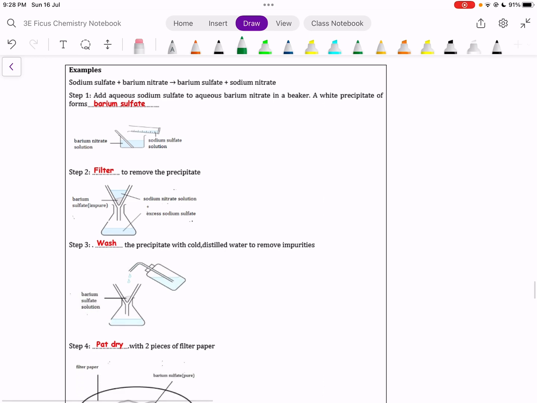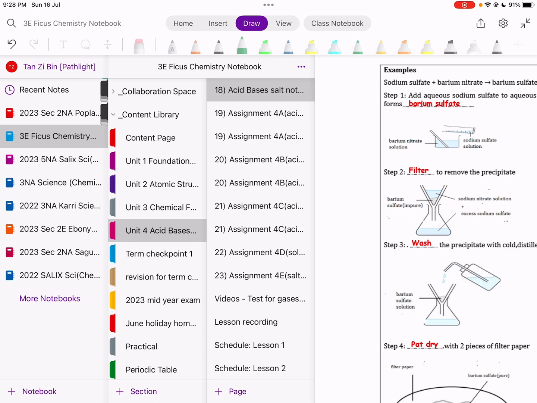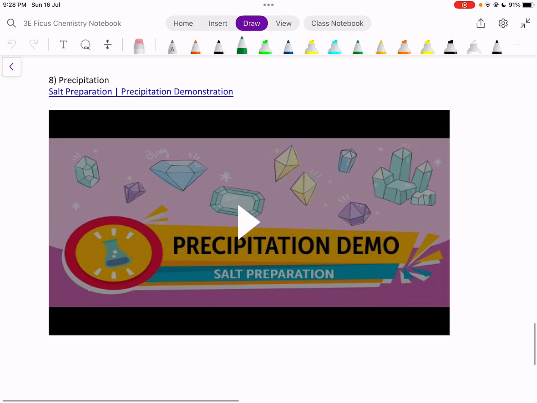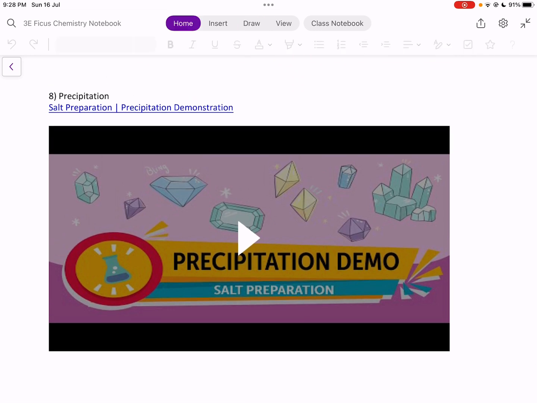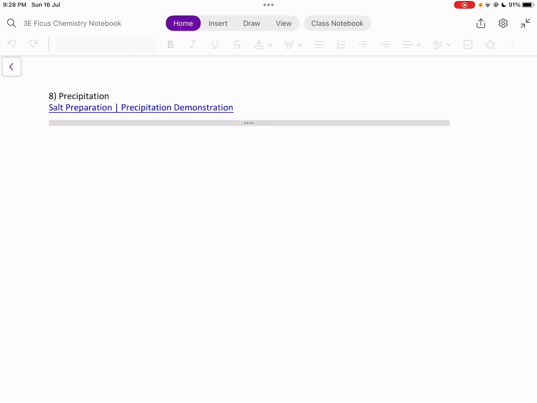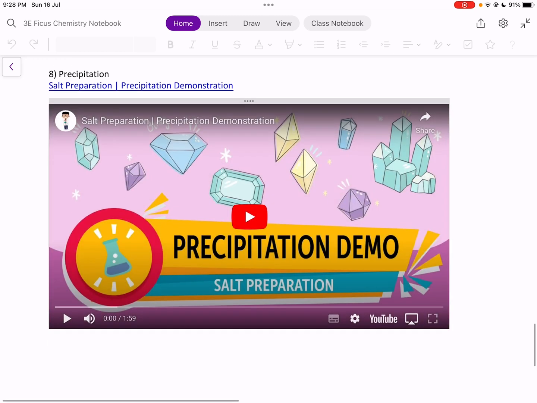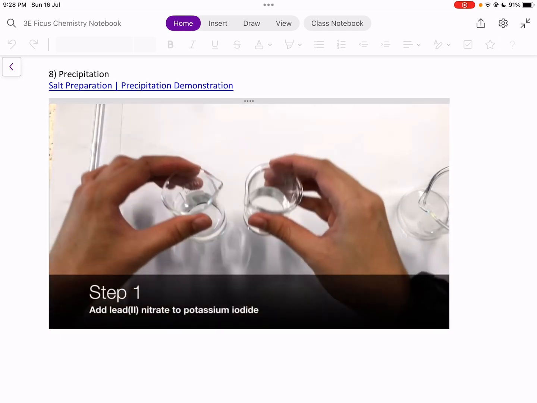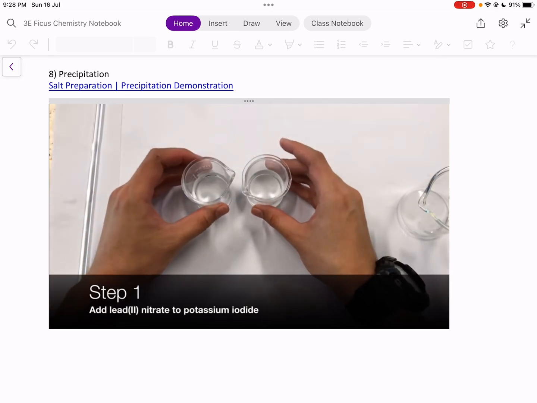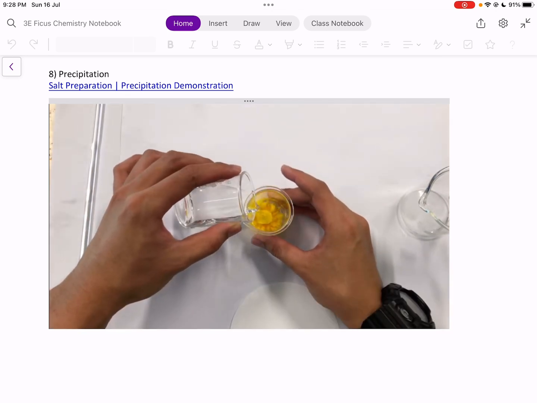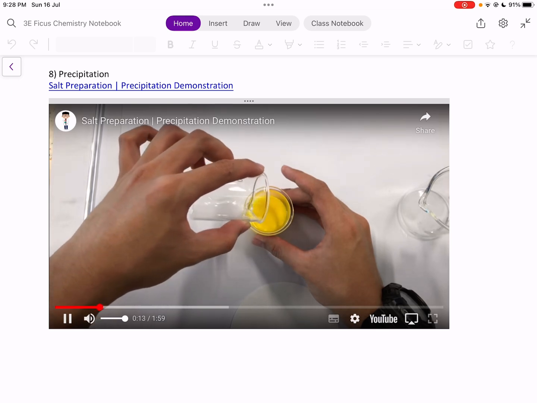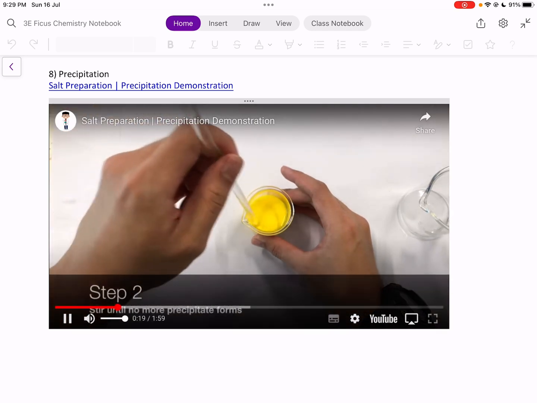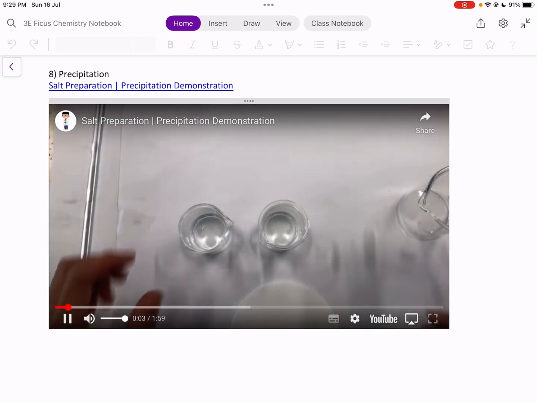Always easier to remember with pictures, but let me show you a video first of this method. We are going to do a practical on salt prep, just to let you have a feel. I hope the video can play. If not, I have to go into YouTube. Let me go back again.